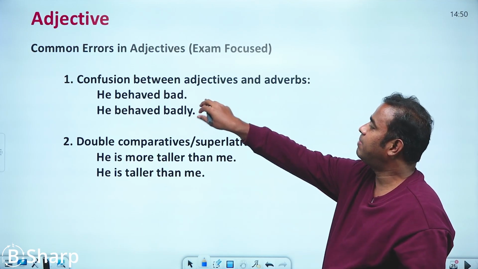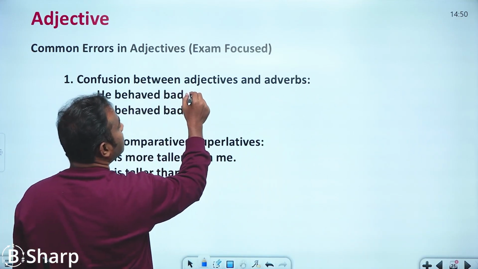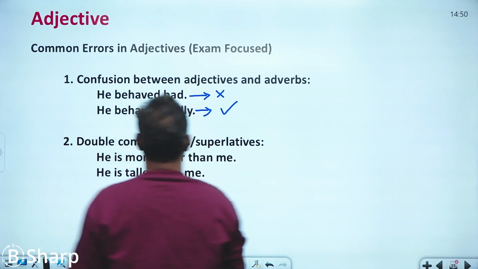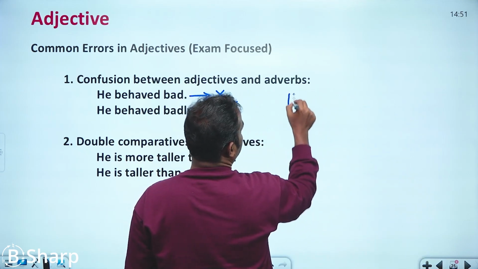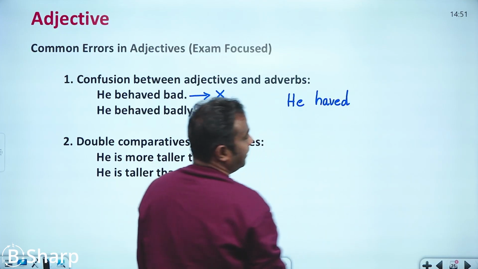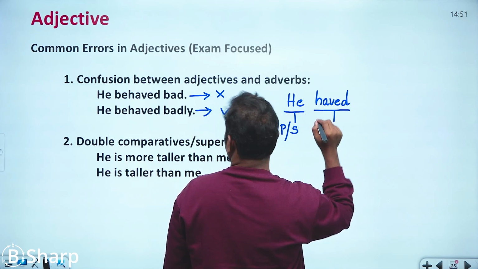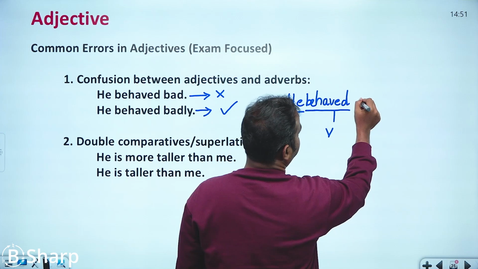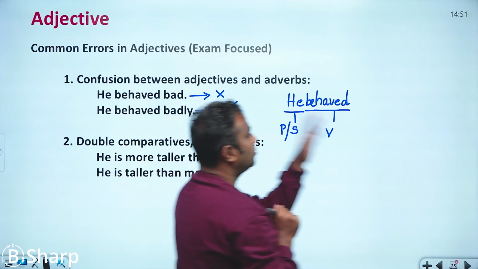As I said, he behaved bad, he behaved badly. If you look at this sentence here, he behaved bad is basically incorrect. He behaved badly is the right one. Why is it right? Here, the subject is a pronoun, and behaved is the verb. The verb has already happened, so now you cannot use an adjective later. That's the reason why it is false.